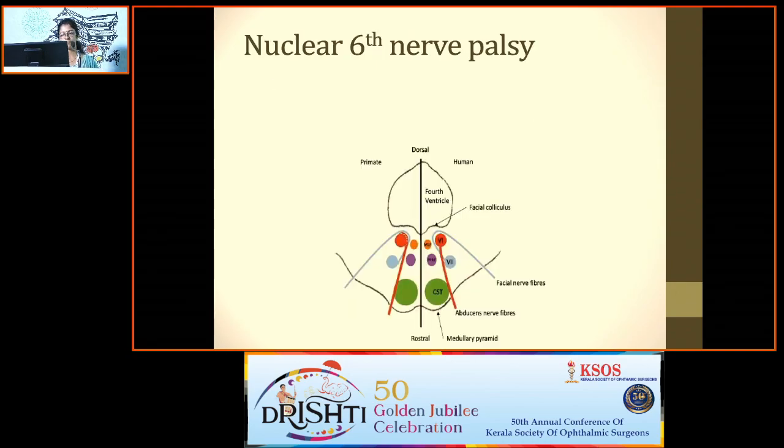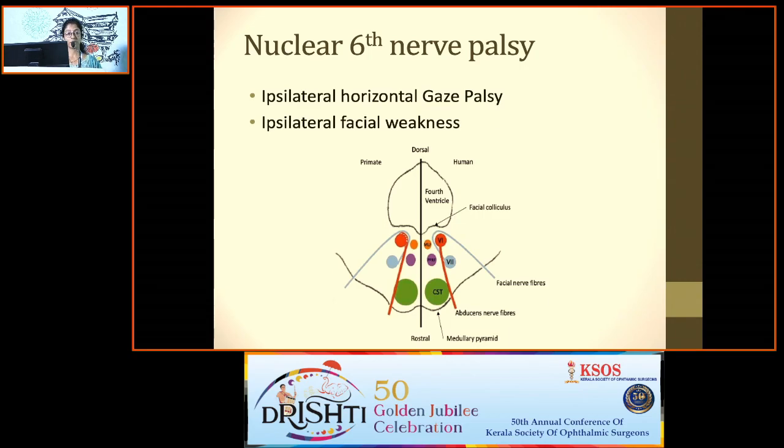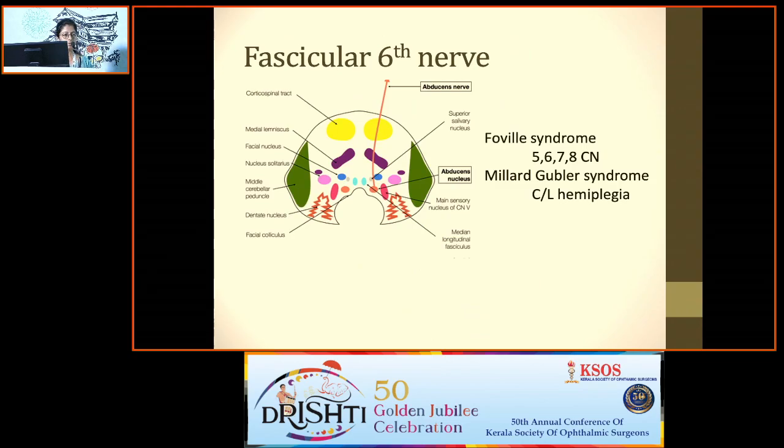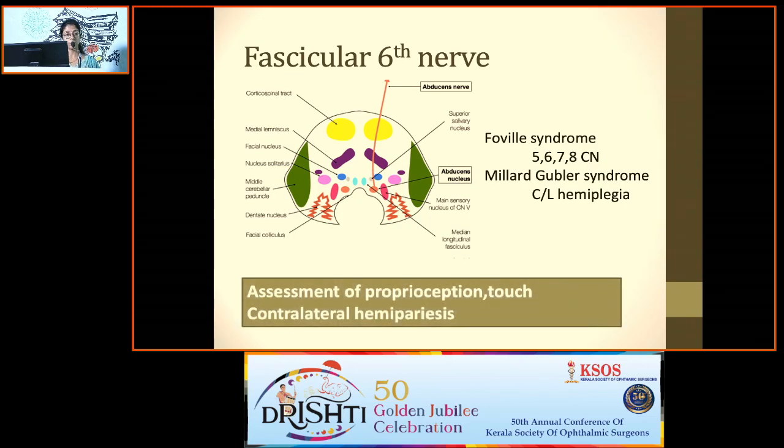Now, nuclear sixth nerve palsy causes an ipsilateral horizontal gaze palsy. Along with that, associated facial weakness can occur because of its close association with the facial nerve fibers. Now, the fascicle of the sixth nerve, from the nucleus, moves on through important structures like the medial lemniscus and corticospinal tract. So assess proprioception and touch, and also look for any contralateral hemiparesis. If this is present along with the sixth nerve palsy, think of the fascicular part. It is also associated with syndromes like Foville syndrome and Millard-Gubler syndrome.